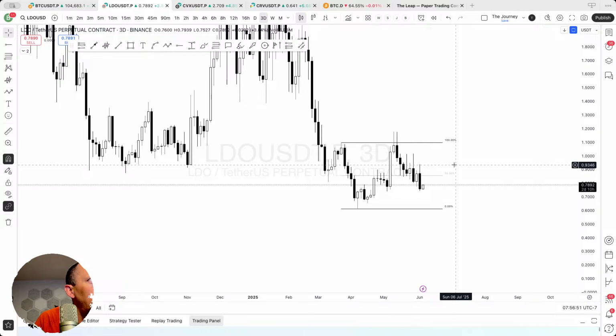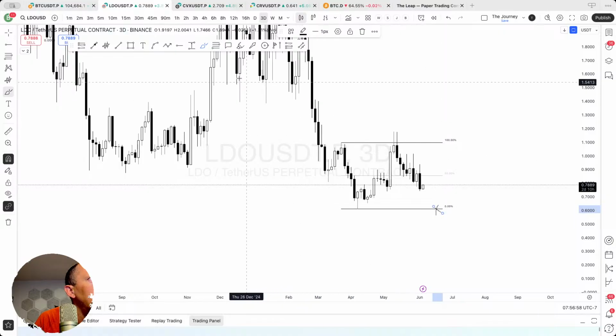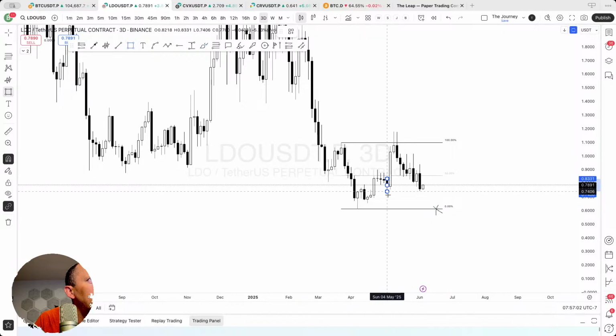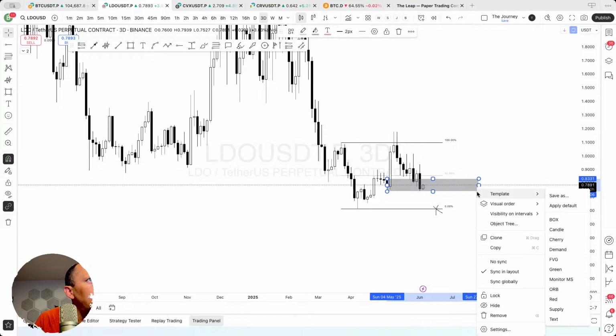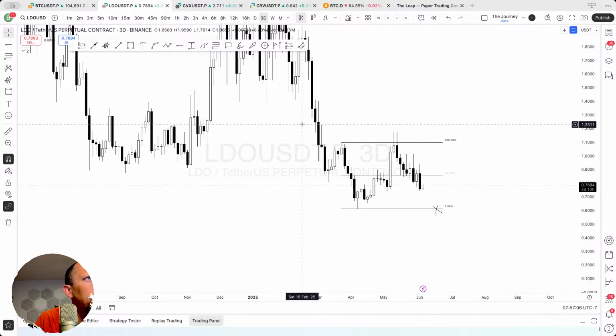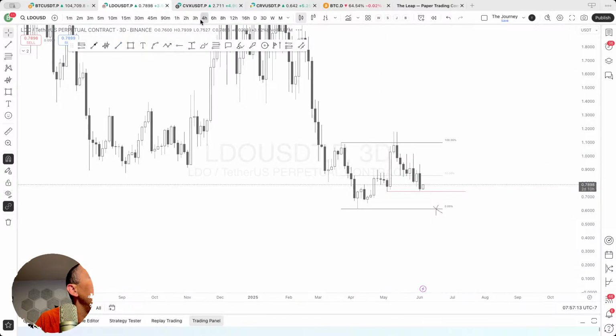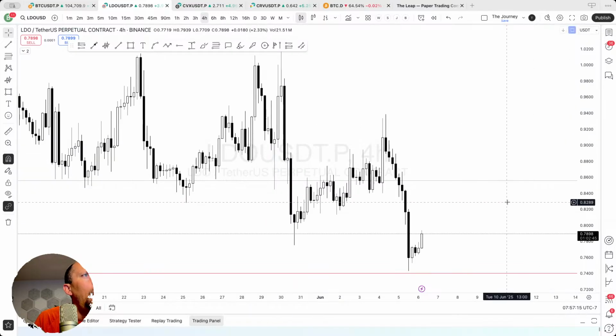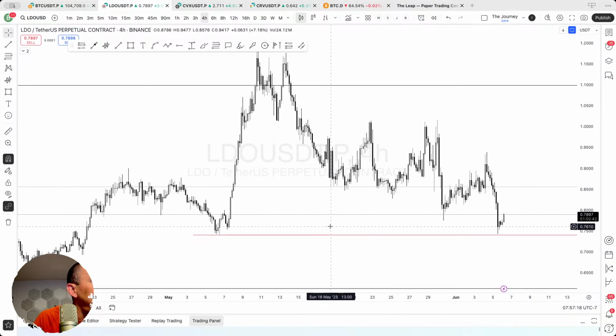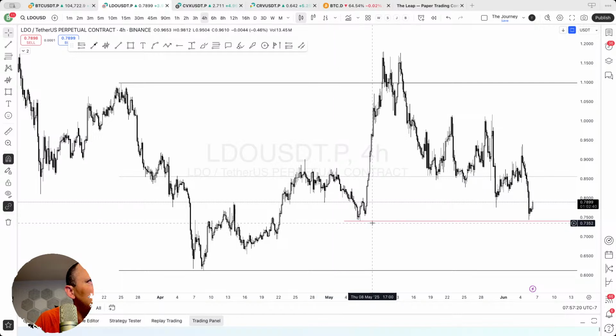Okay, so we have to know that we have weakness down here. How did this 3-day order block hold up? Did we pull the low? No, we didn't pull the low. Got damn close to it. Okay, let's drop to the 4-hour. Would have been way better to pull that low.